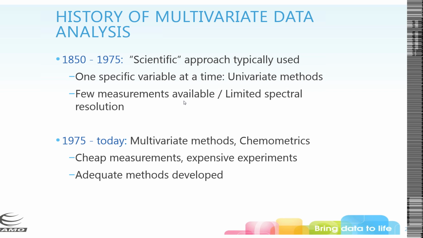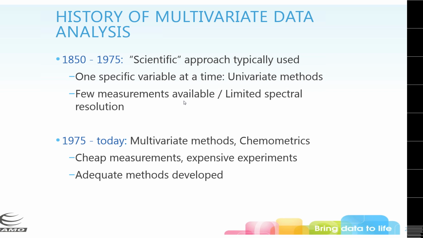Originally, back in the day, the scientific approach usually looked at one specific variable at a time. These are univariate methods. If you ran an experiment, you would hold everything the same except for one variable and change that one, and then you'd run another experiment where you'd hold all of the variables and change a different variable. You did that mainly because there were only a few measurements available, and spectroscopically speaking, there was very limited resolution. But in about 1975, we came up with some multivariate methods and chemometrics.